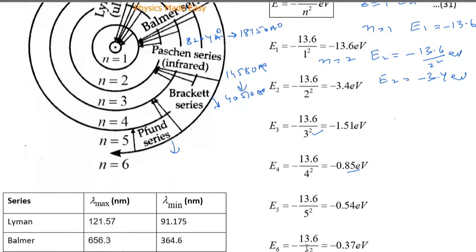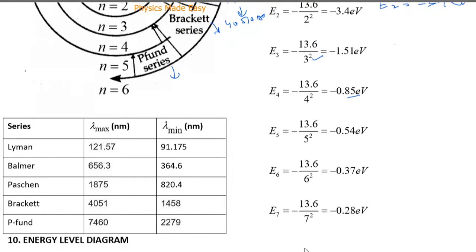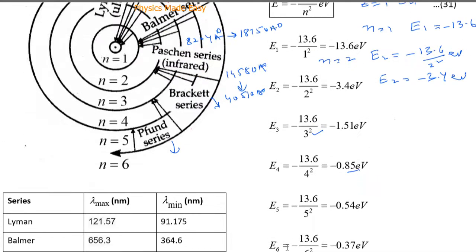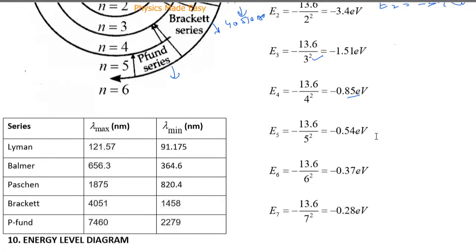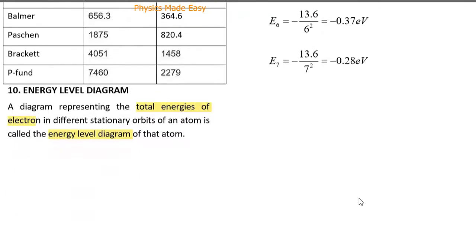E6 is minus 13.6 divided by 6 square. This is minus 0.37 electron volt. E7 is minus 13.6 divided by 7 square, minus 0.28 electron volt. Now these are the various energy levels. For example, E1 minus 13.6, E2 minus 3.4, E3 minus 1.51 electron volt, E4 minus 0.85 electron volt, E5 minus 0.54 electron volt, E6 minus 0.37 electron volt, E7 minus 0.28 electron volt.